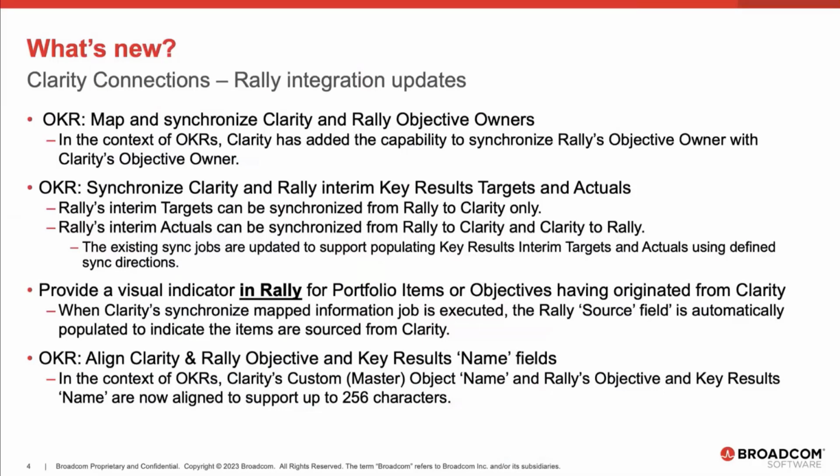The integration also provides new information in Rally indicating if portfolio items or objectives have been created from Clarity. When Clarity's synced mapped information job is run, the Rally source field is automatically populated with the value of Clarity to indicate the items originated from Clarity. Lastly, in the context of OKRs again, Clarity has been updated so a custom object name used to configure OKRs will support up to 256 characters, which now matches that of Rally's objective and key results names.